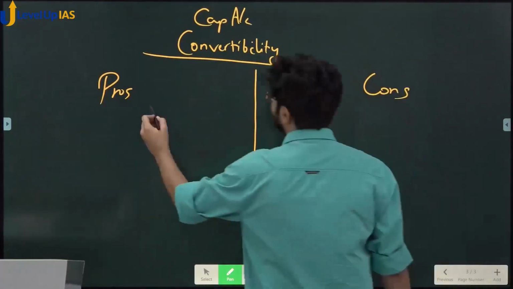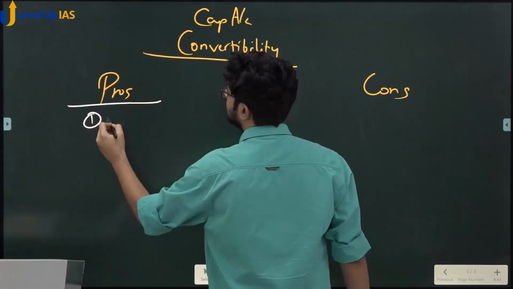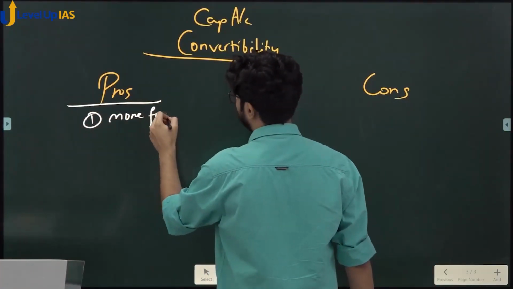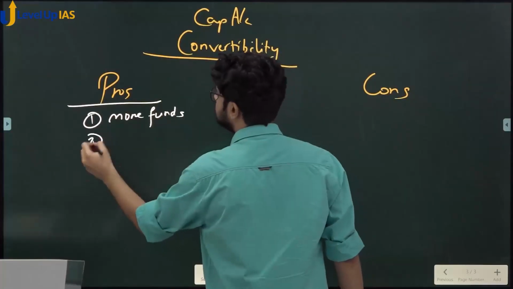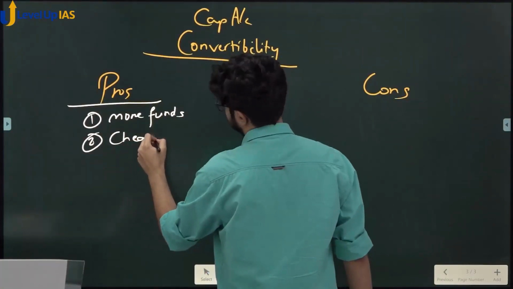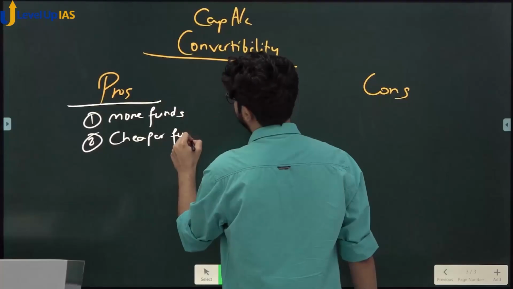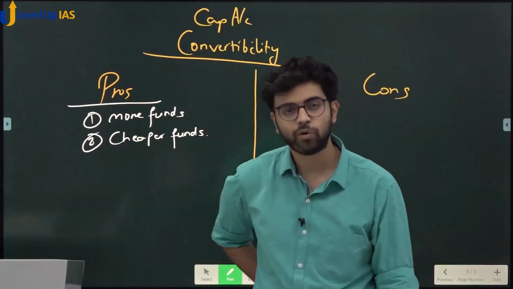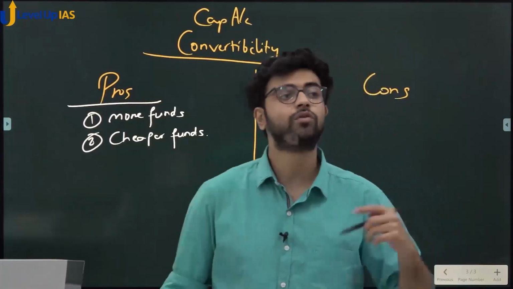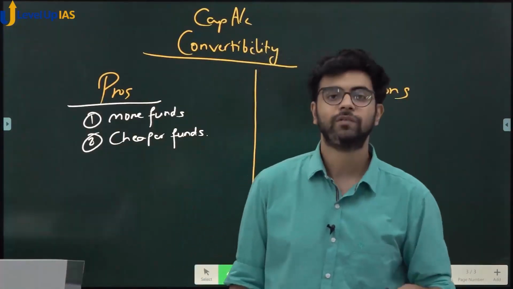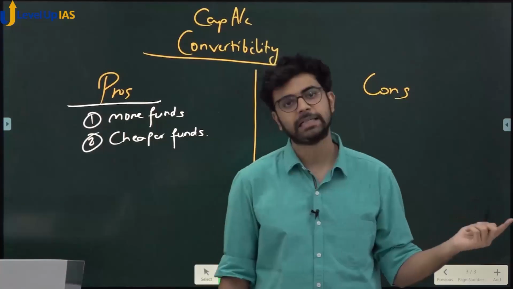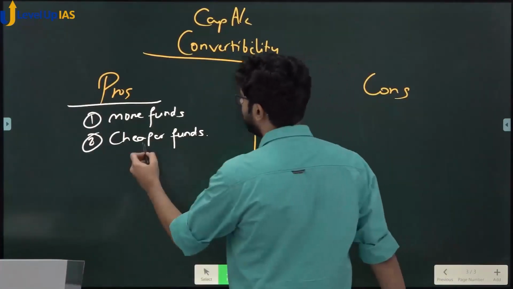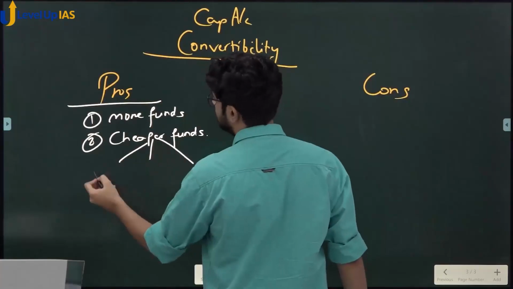What do you think? So one is that you get more funds when you make it convertible. Can I say cheaper funds? Sometimes. Remember, the capital account has inflow also, and that inflow can be on account of investment or of our borrowings. When Tata Motors borrows from Bank of America, that is also a capital account inflow. So who will get cheaper funds? Who will get more funds?